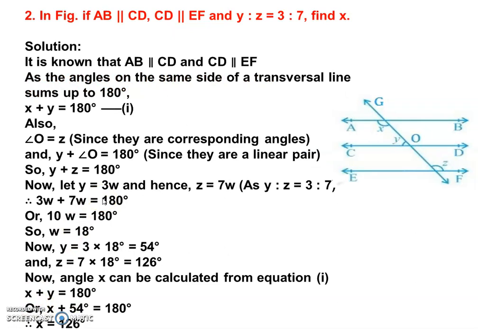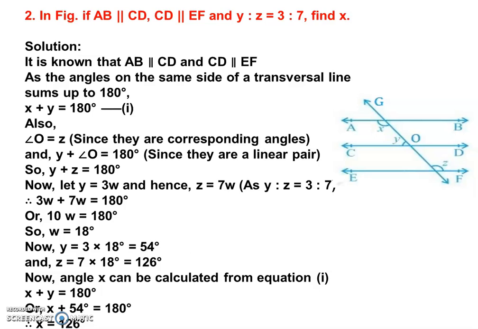Next question, observe the figure. AB is given parallel to CD and CD is given parallel to EF. And the ratio of the angles y and z is given as 3:7. You have to find the value of x. So, since AB and CD are given parallel and CD and EF are given parallel, the sum of the angles on the same side of the transversal is 180 degrees. That is, x plus y is equal to 180 degrees. These are interior angles on the same side of the transversal.